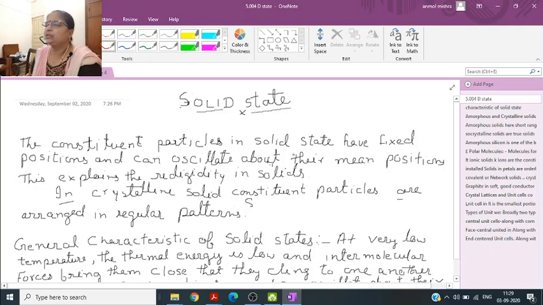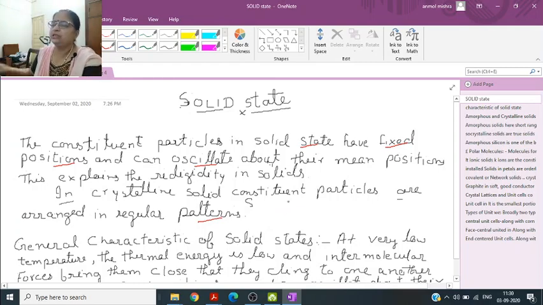Now the constituent particles in solid state have fixed positions and they can oscillate about their mean positions. Therefore, they are rigid and that is why it is called solid in nature. In the other two states, the particles are free to move. In gases, they are extremely free to move. Now, in a crystalline solid, the constituent particles are arranged in a regular pattern. It means if the particles are arranged in cubical form, then throughout the crystal they will be arranged in cubic form.